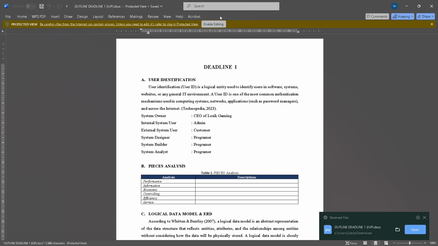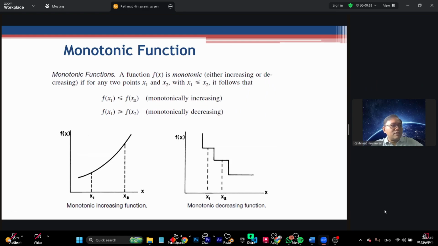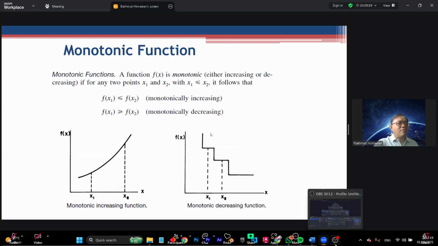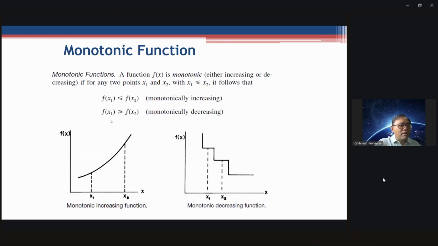Yeah, that means f(x2) is greater than f(x1). It is said to be monotonically increasing. While decreasing is the other way around: f(x1) is greater than f(x2).